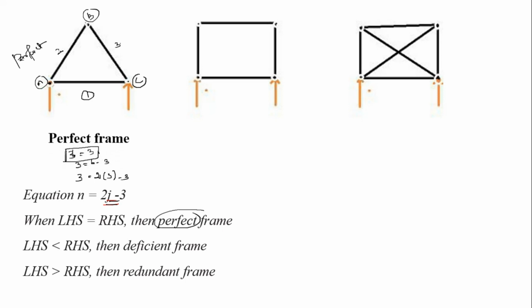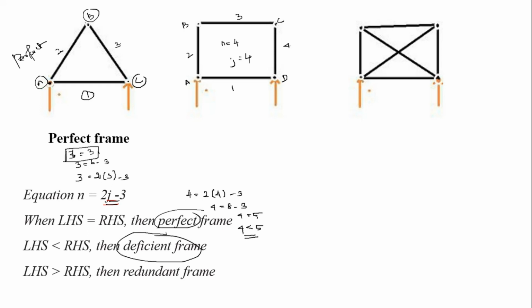And in the next one, there are 4 links: link 1, link 2, link 3 and link 4. So n is equal to 4. How many joints? At point A, links 1 and 2. At point B, 2 and 3 are joining. At point C, 3 and 4, and at point D, 1 and 4, right? So j is equal to 4. Substitute the values: 4 equals 2 into 4 minus 3, so 4 equals 8 minus 3, so 4 equals 5, right? So 4 is less than 5, LHS is less than RHS. So this is a deficient frame, right?